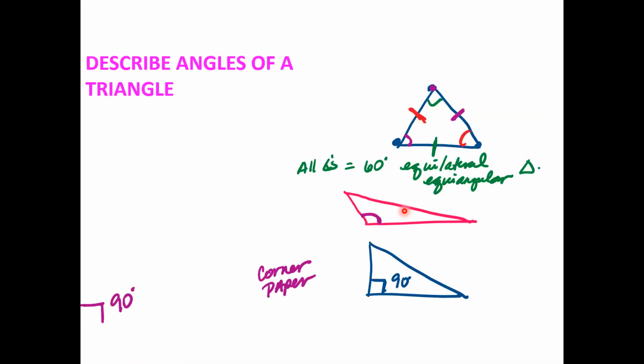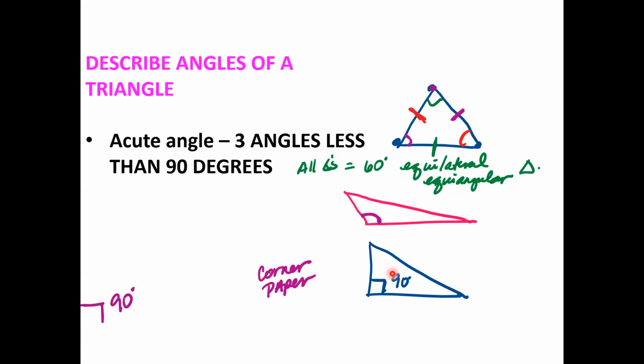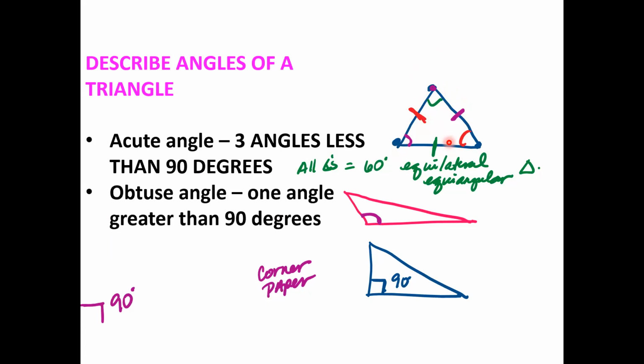Now we're going to talk about angles of a triangle, okay? If something is bigger than 90 degrees, what do you call it? Obtuse. What if something's smaller than 90 degrees, what do you call it? Acute. I think about acute like cute. Cute means small, right? So smaller than 90 degrees. So this right here is an acute triangle, because all three angles are smaller than 90, okay? If something is bigger than 90, like bigger than the corner of a piece of paper, then it is called obtuse.